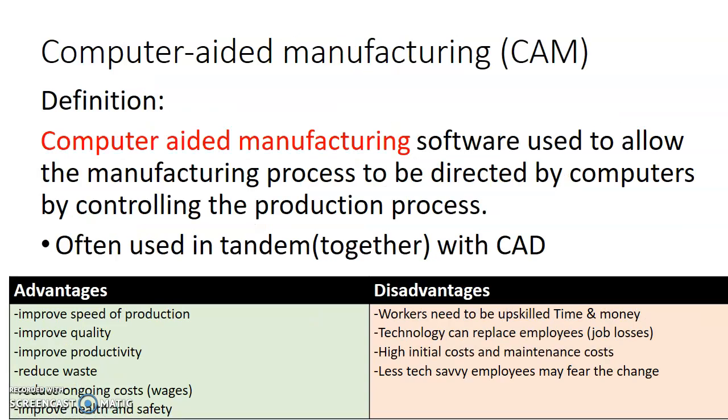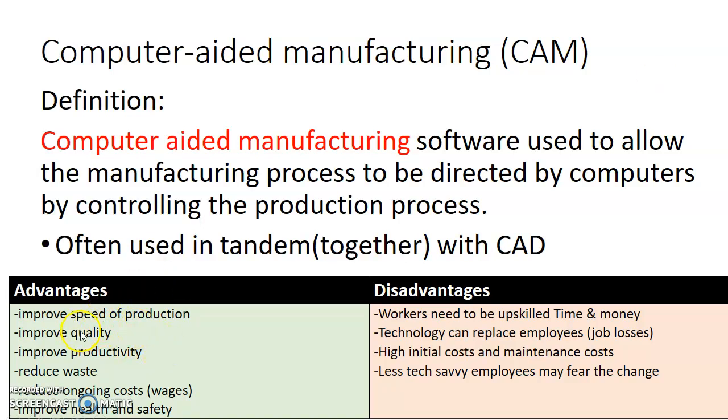Now, computer aided manufacturing, CAM, is a software used to allow the manufacturing process to be directed by computers by controlling the production process. This is a software where no human being is required. All the processes are controlled by the computers. The person doesn't have to do anything, and it is often used in tandem with CAD. So CAM and CAD are both used together, they work in conjunction with each other.